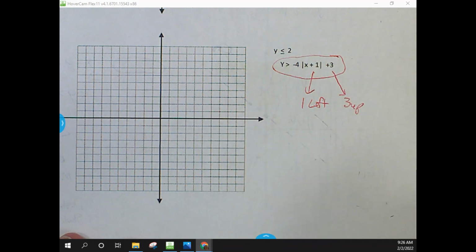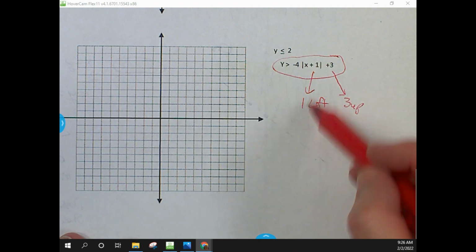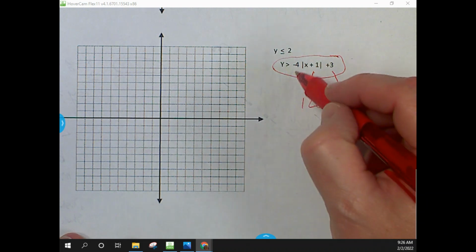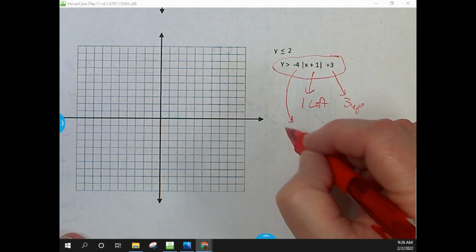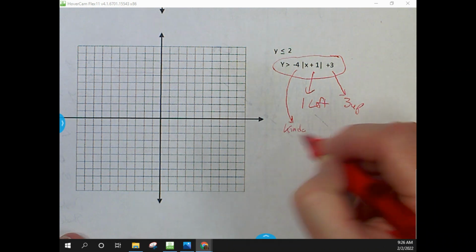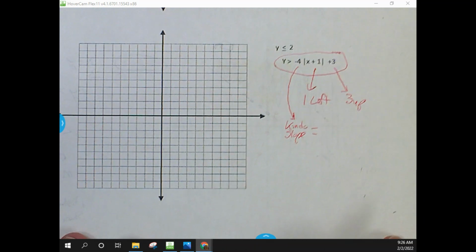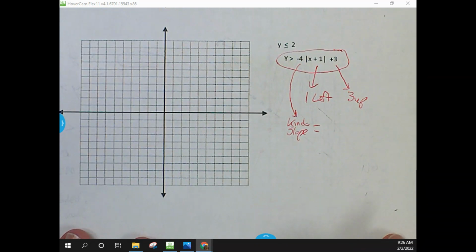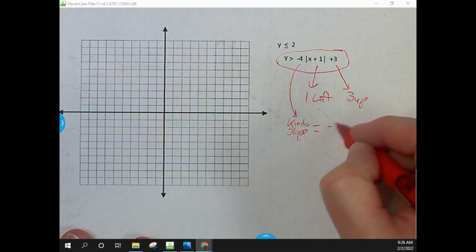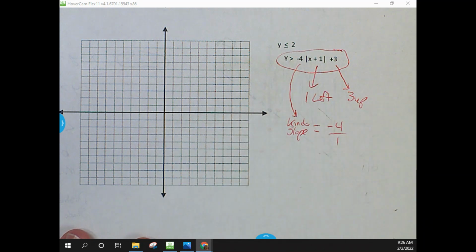So we're going to take the V shape we've got. We're going to move it one space to the left, 3 spaces up. And then this -4 in front, again, it's not really slope. So I like to call it the kind of slope. And you won't find that in any math book. That's my thing. It's kind of like slope. So we got to make it a fraction, so it's -4 over 1.